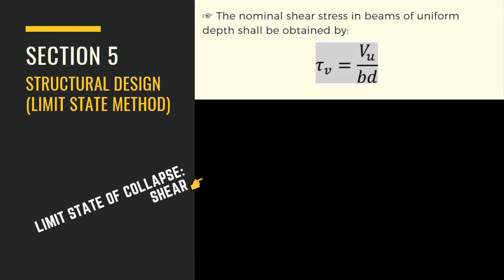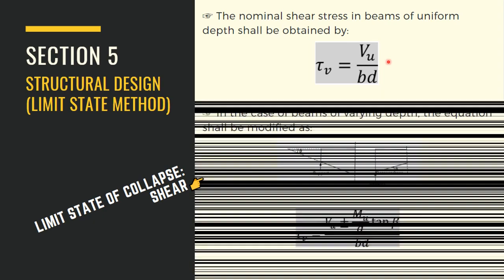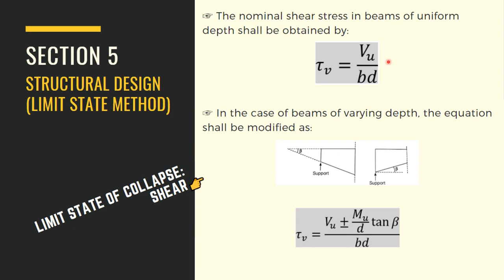The nominal shear stress in beams of uniform depth shall be obtained by tau_v = V_u / (b d). Tau_v is the nominal shear stress, V_u is the shear force, b is the breadth, and d is the effective depth. So nominal shear stress can be obtained by this formula.